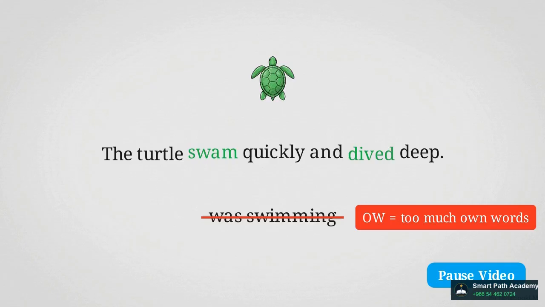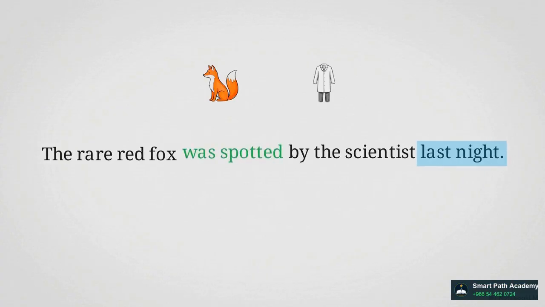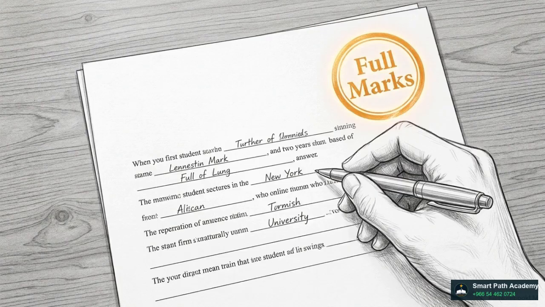Swims becomes swam, and dives becomes dived. Reject wordy phrases like was swimming. Finally, the time marker last night demands the past passive form was spotted. Remember the double T spelling rule. Practicing these formats proves you control the grammar rather than letting the grammar control you.